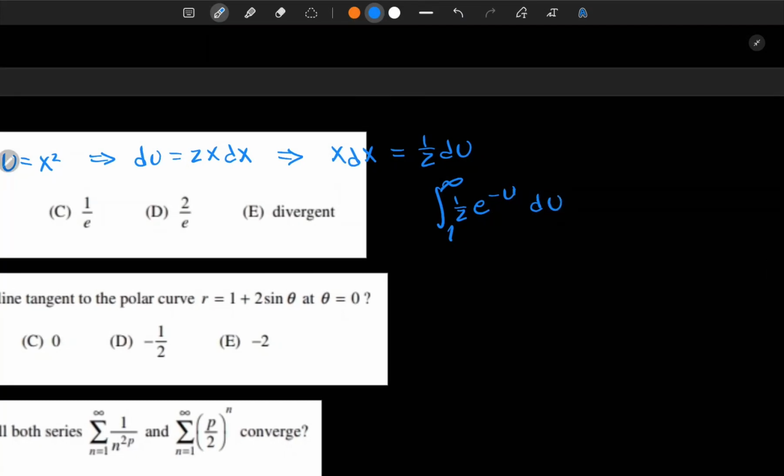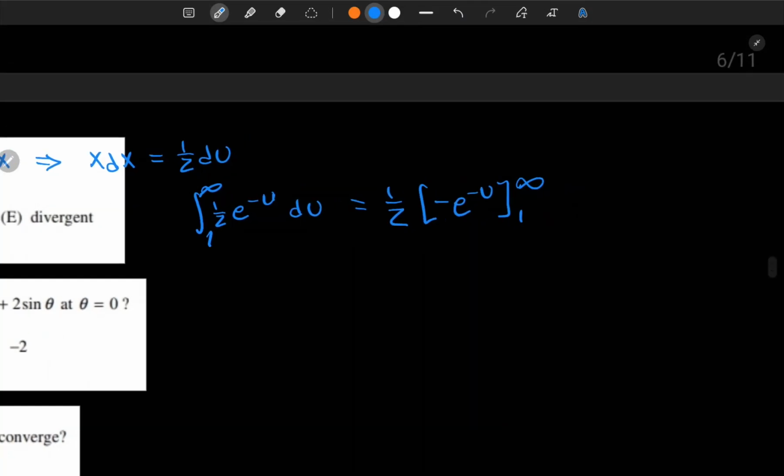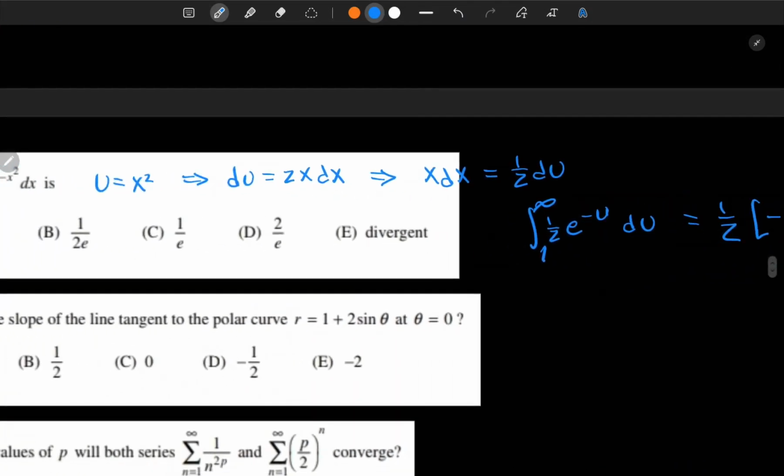There we go. Then, taking this integral, we get that this is 1/2 times minus e to the negative u, evaluated at 1 and infinity. Well, plugging in for infinity and 1, we get that this is negative 1/2 times e to the minus infinity minus e to the minus 1. E to the minus infinity goes to 0. So the negatives cancel, and the answer is 1/2 times e to the negative 1, or 1/(2e). So the answer is B.